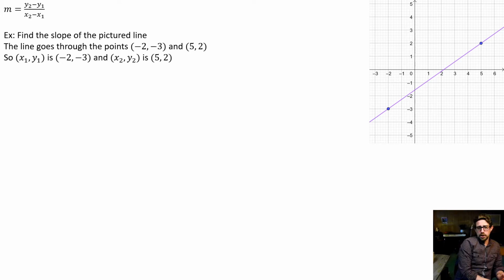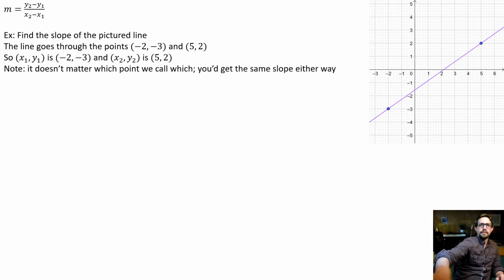All right, so we're going to let x1, y1 be the one on the left, the -2, -3, and we're going to let x2, y2 be the point on the right, which is 5, 2. And this is important, so you don't have to write this down, but just know that if you picked them the opposite way that I just did, this formula would give you the same number. So you don't have to worry about that. And you're more than welcome to check that by doing it a different way than we're about to do it.